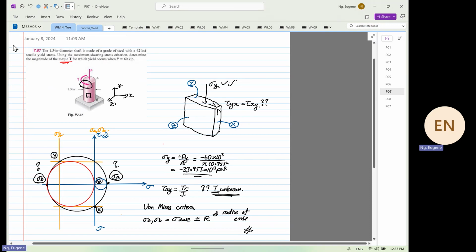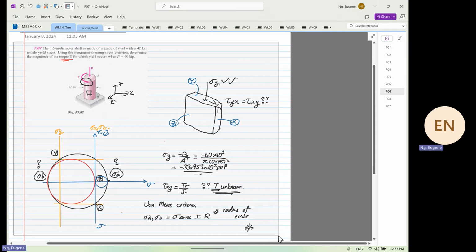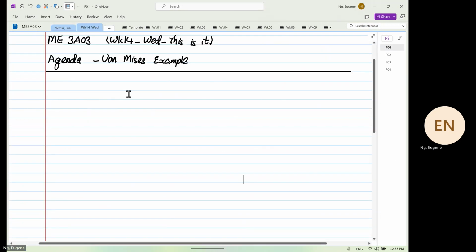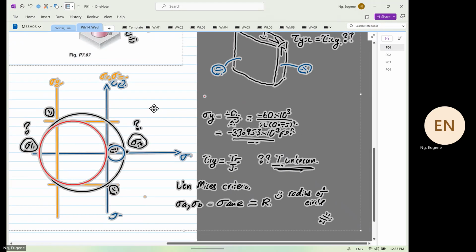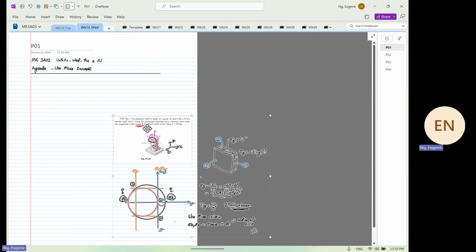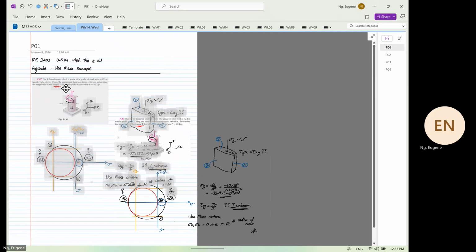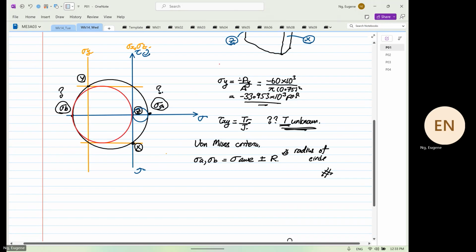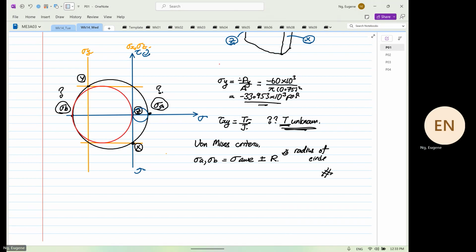Okay, so I'm going to copy this whole thing. We're going to continue from here. Let me zoom out. Bear with me. So we don't know our torque. We cannot find our shear XY at all. Okay. However, we are going to use Von Mises criteria.